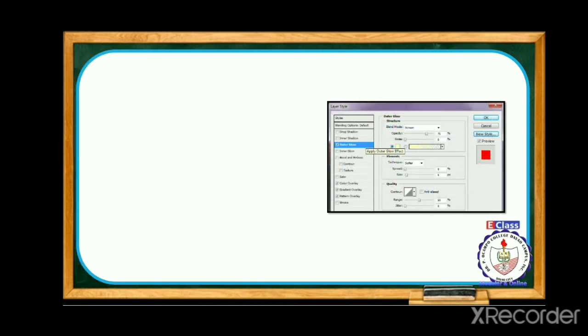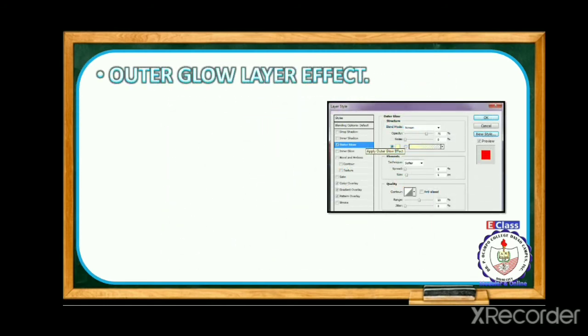Another effect to apply is the outer glow layer effect. Glows are very similar to shadows in concept. Outer glows are often used to create a subtle effect when the outer edge of an object needs a bit of a boost to stand out from the background. Outer glows usually work best on dark backgrounds.